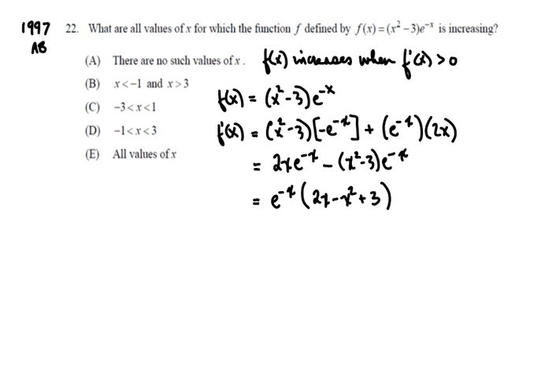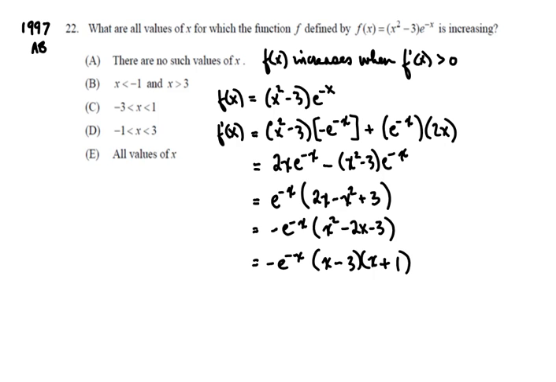However, if we want to write that as a standard quadratic, I would have to factor out a negative 1 from that expression. When I do that, I end up with negative e to the negative x times the quantity x squared minus 2x minus 3. Now x squared minus 2x minus 3 can be factored, and that would leave us with negative e to the negative x times the quantity x minus 3 times the quantity x plus 1.